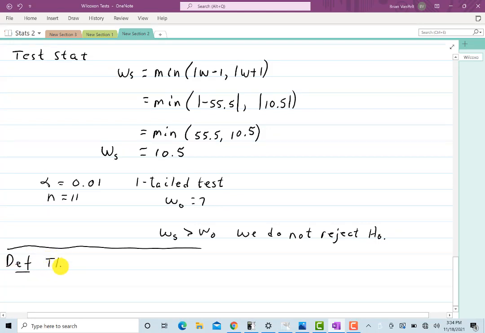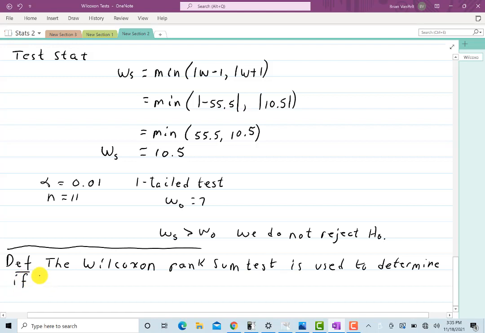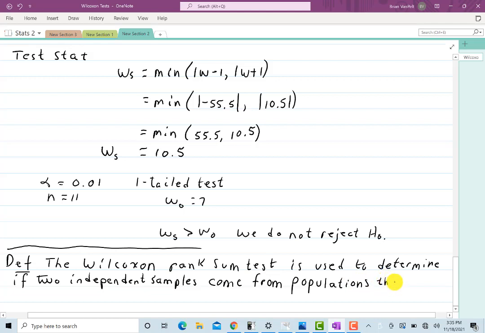Definition. The Wilcoxon rank sum test is used to determine if two independent samples come from populations that have the same distributions.